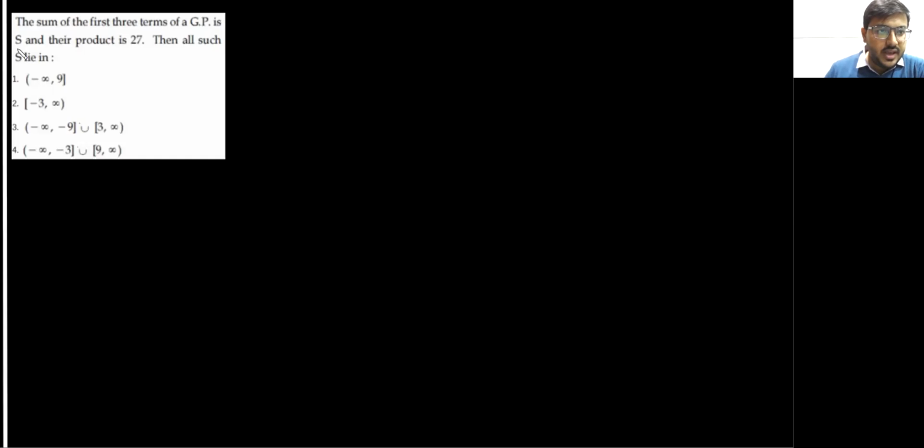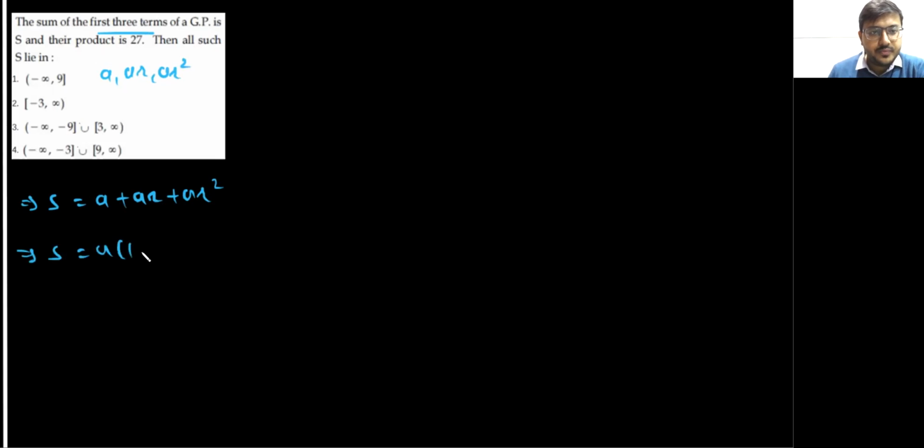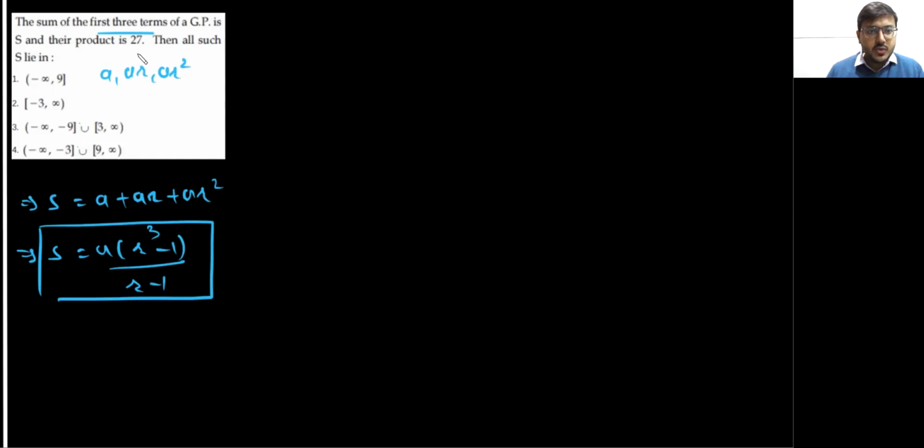Now in the next question, we have the sum of the first three terms. So the first three terms are A, AR and AR square of a GP, with sum S. So let's say S equals A plus AR plus AR square. So I can say that S will be A into (R cube minus 1) upon R minus 1. Let's say this is S, right? The product is 27, then all such values of S lie in between.